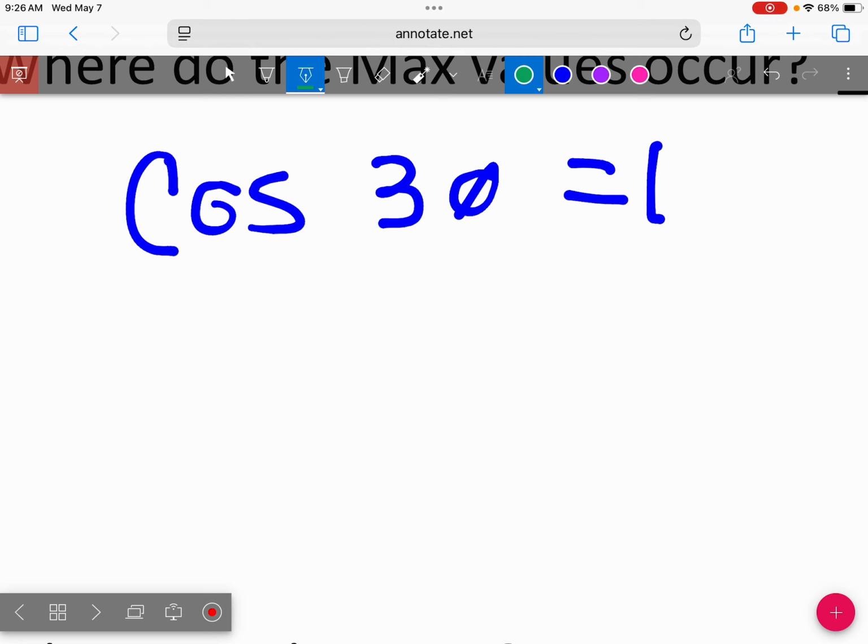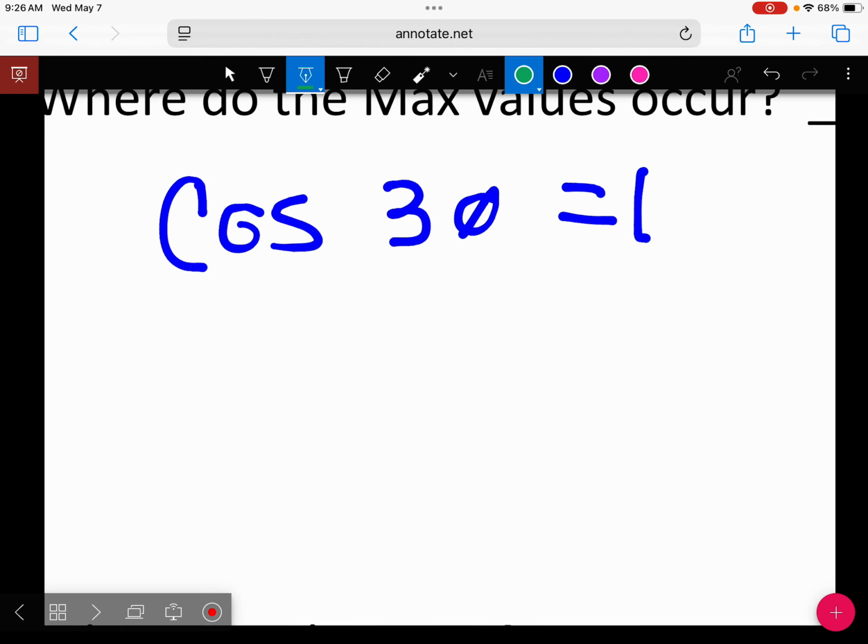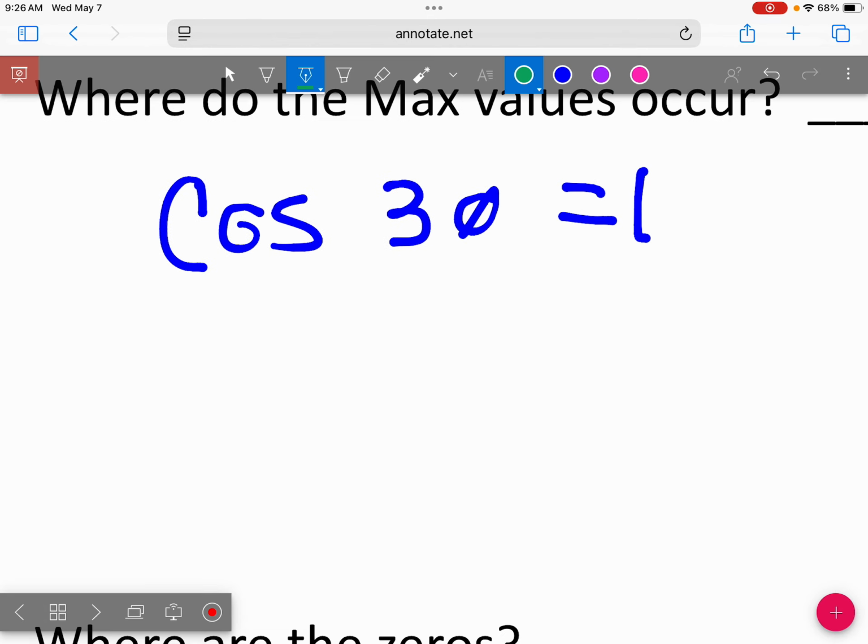So 2 pi over 3 equals 1. Oh, wait, what? Hang on a second. Walk me through what we're thinking. The inverse cosine. You can do it that way. Yep, you can do arc cosine.